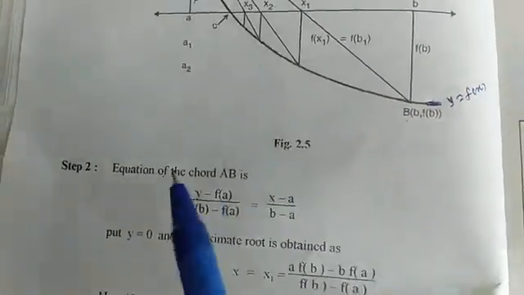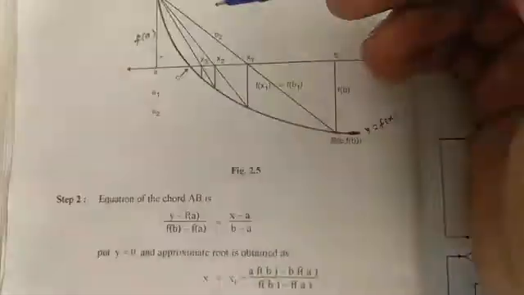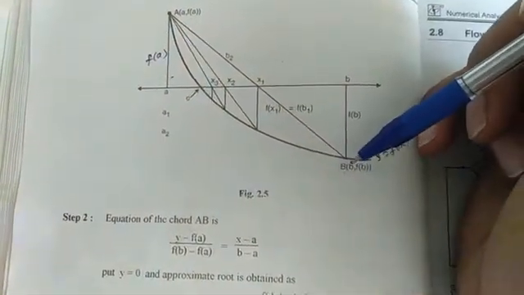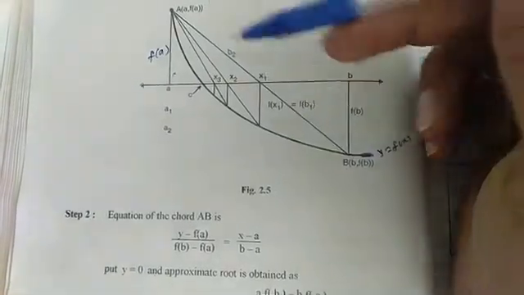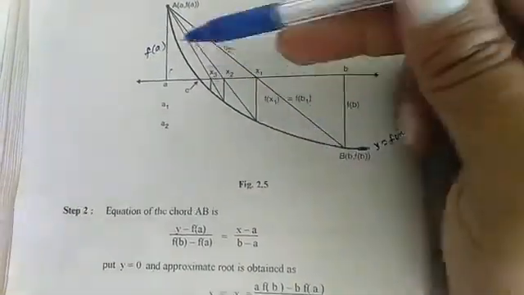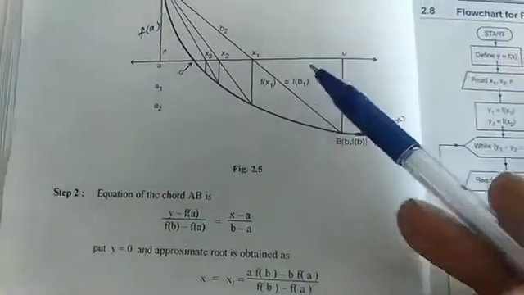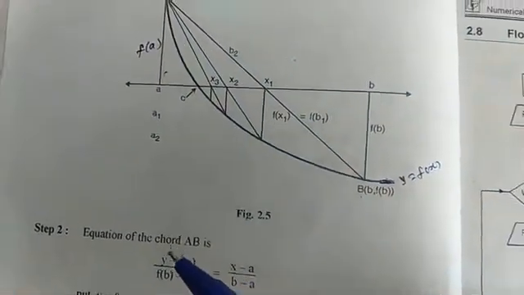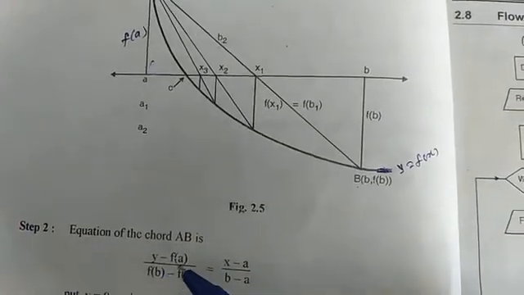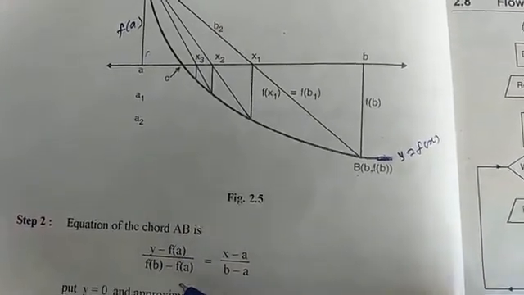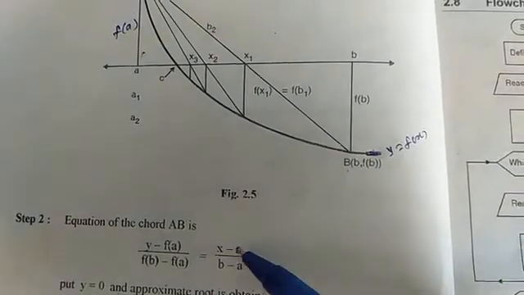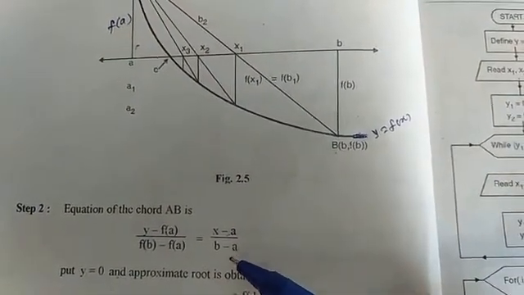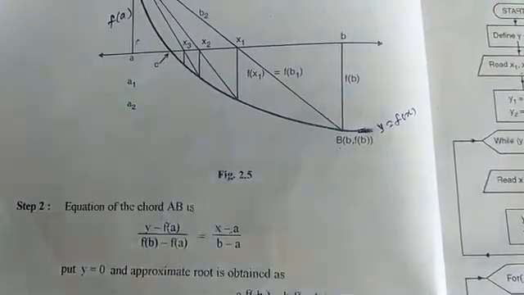Now, using the equation of the chord AB, we join the points A and B. This line is known as the chord AB, and this is the arc AB. By the chord formula, the equation of the chord is: y minus f of A upon f of B minus f of A is equal to x minus A upon B minus A. It is the difference between two points.